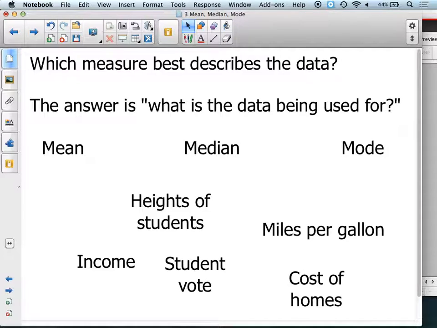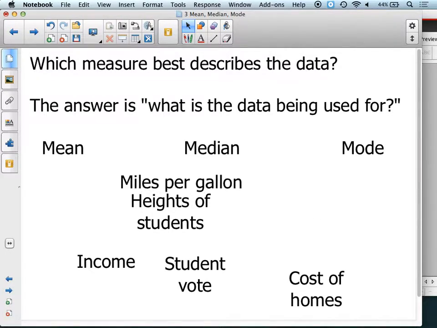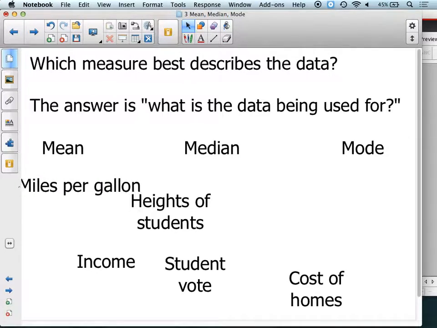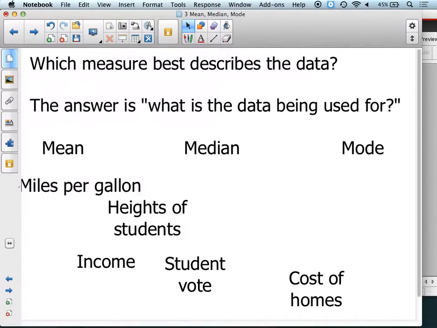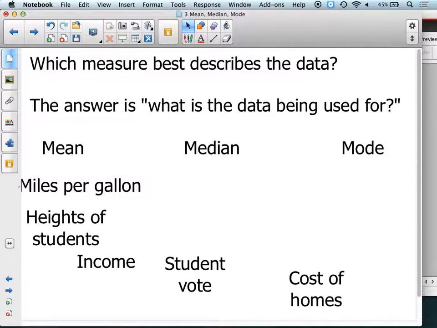So I've got some of these different things here. If we're looking for, say, the mean, maybe we're looking for the average. We're looking for maybe miles per gallon. A car gets a certain number of miles per gallon. I think that's what's your average miles per gallon? I think that's pretty good. Maybe another one for mean might be the heights of students. How tall are our students? What's the average height of the girls' volleyball team? Maybe we have a discussion like that.